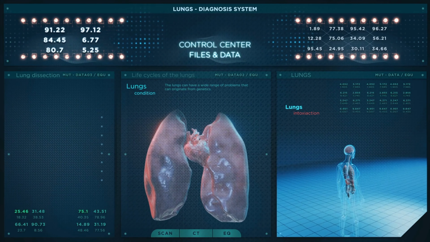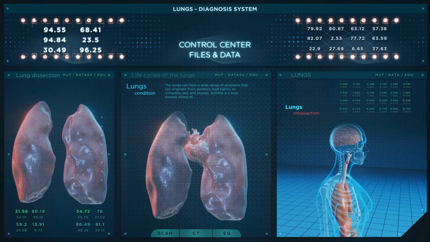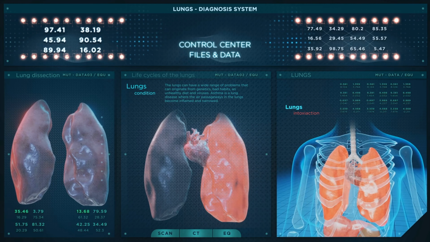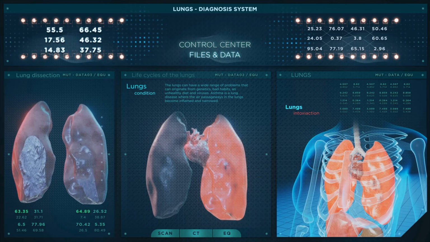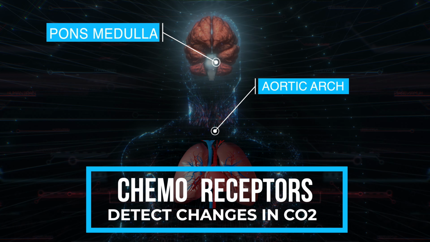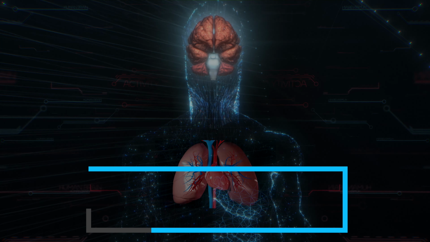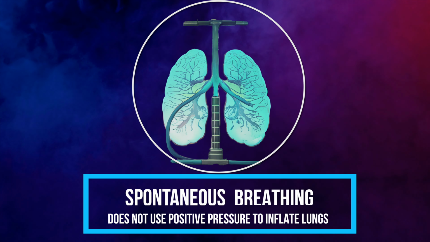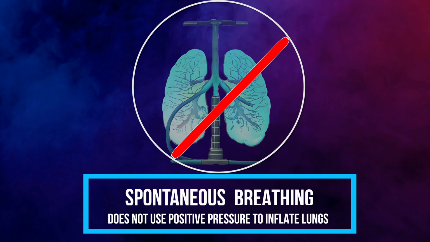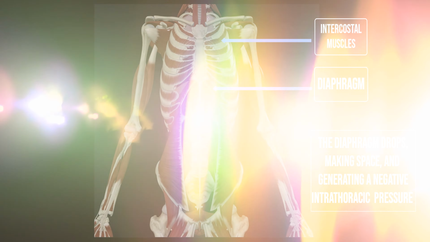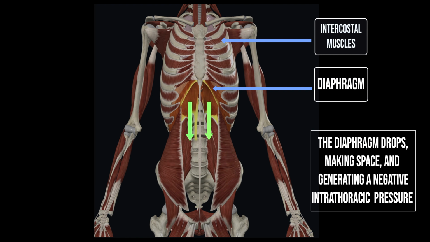Spontaneous breathing is a natural physiological process that requires energy expenditure. It's a process where the individual autonomously regulates the rate and depth of breathing based on physiological needs and feedback from specialized receptors. Importantly, spontaneous breathing does not involve using positive pressure to inflate the lungs. Instead, air naturally moves into the lungs through negative pressure generated by the contraction of the respiratory muscles.